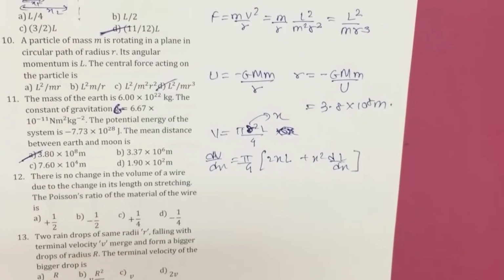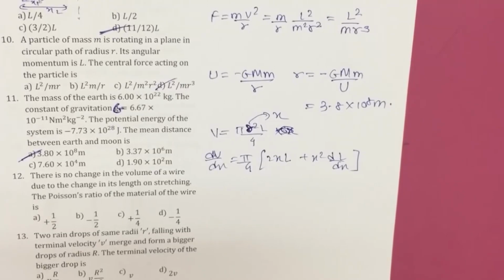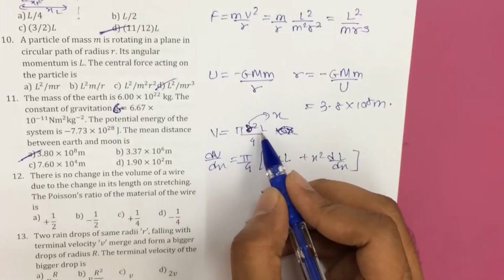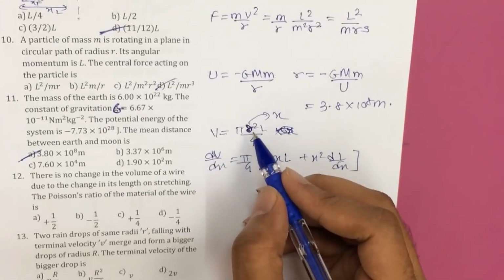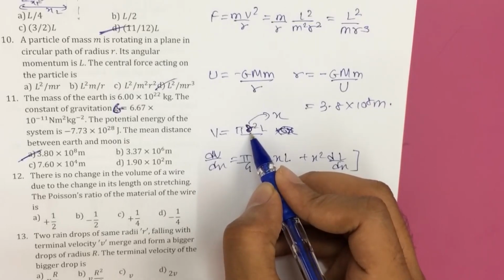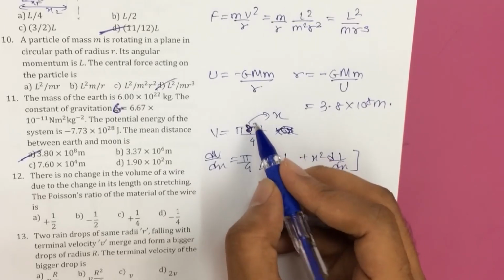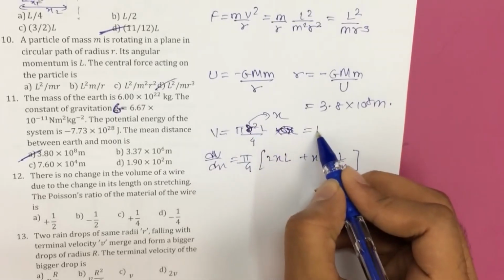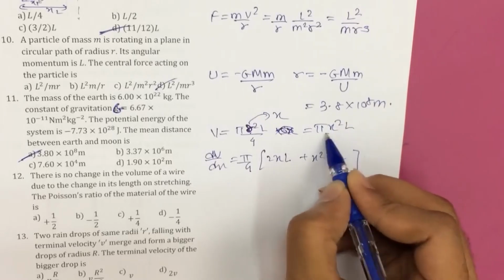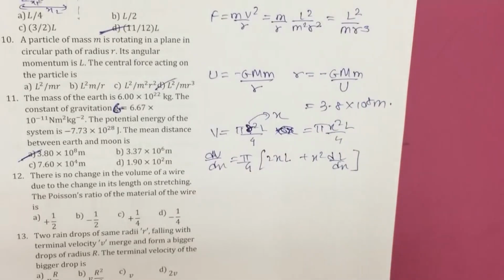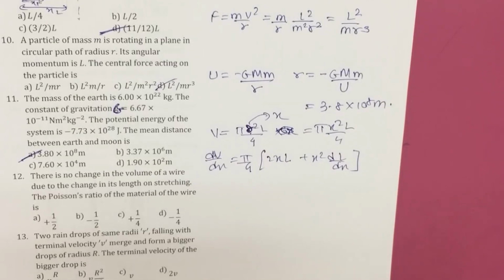Question 12. There is no change in the volume of a wire due to the change in its length on stretching. The Poisson's ratio of the material of the wire is. Now first thing, volume of the wire is pi r square L by 4. Now this volume depends on the radius. Since the wire is stretching, the radius is continuously changing. So let us say this volume is pi x square L by 4, where x is the changing radius as the wire is stretching.